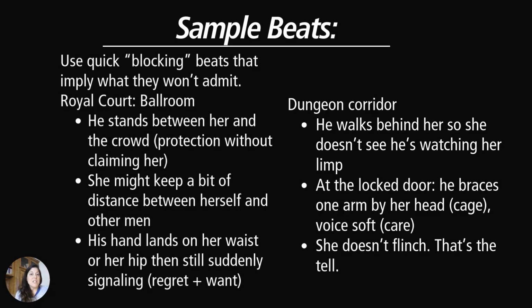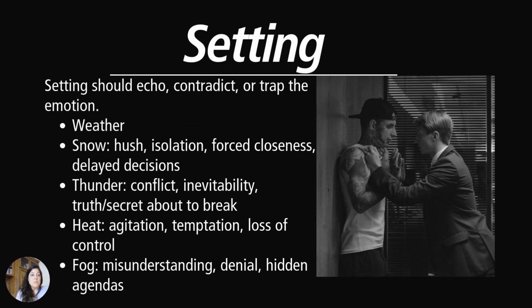They might be in a dungeon corridor. He might walk behind her so she doesn't see that he's watching her, or so she doesn't see that he's got a limp. At a doorway or a wall, he might brace his arms around her head, caging her in. He might lean in and speak softly to her so only she can hear. The tell is she doesn't flinch away. She wants this to happen too. A very commonly used but effective trope.